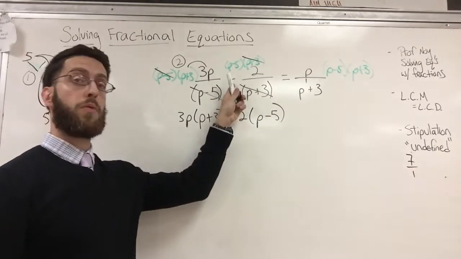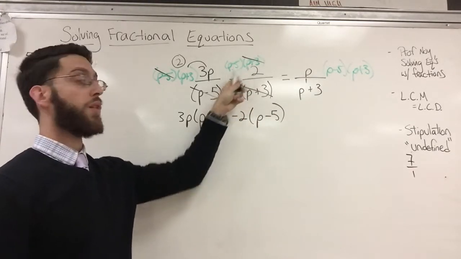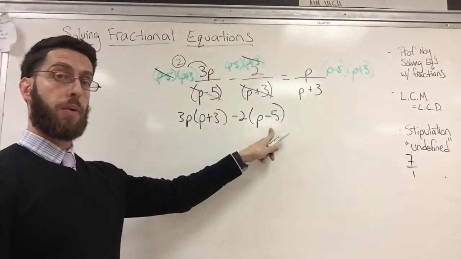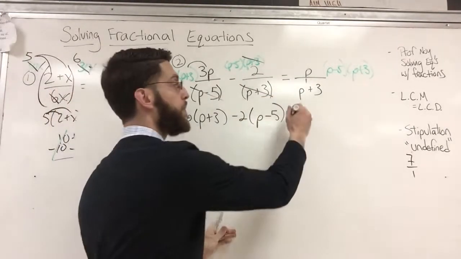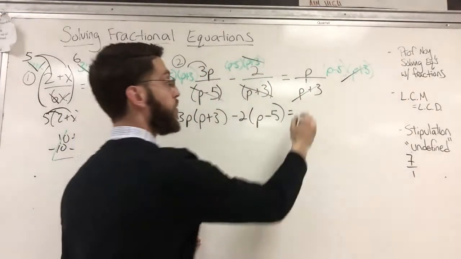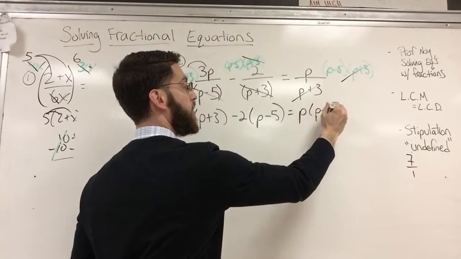Okay? Sometimes people forget that minus sign. It's part of the numerator. So minus 2 times p minus 5. Equal sign, guess what? Goodbye. The p plus 3's cross cancel, and I'm left with p times p minus 5.